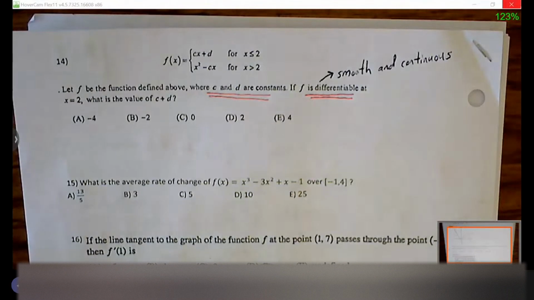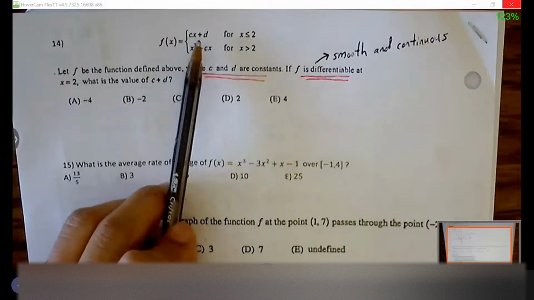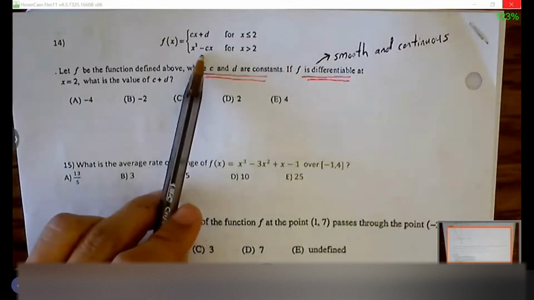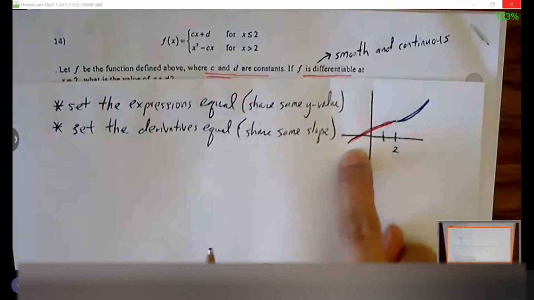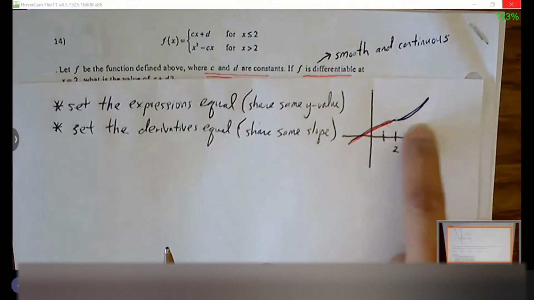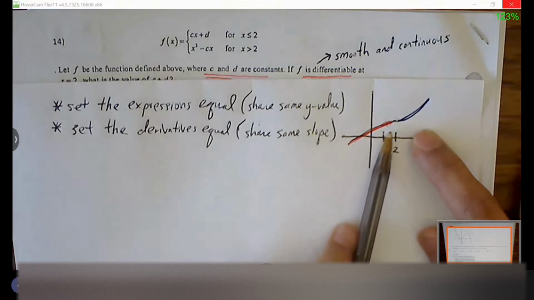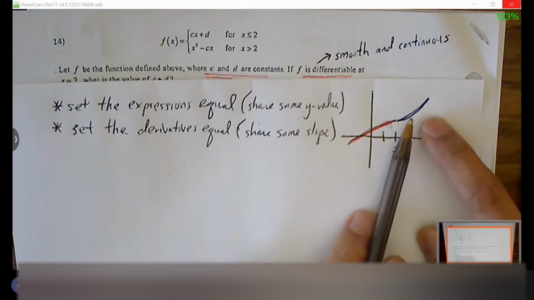Okay, so you don't have to draw the graph, but I just want to give you a visual connection to this problem. If you think about cx plus d, that's just a linear graph, right? x squared minus cx is going to be a curve. It's going to be a parabola. So imagine this. You have a graph to the left of 2, that's cx plus d, and you have another graph that is x squared minus cx, but they're going to connect in a way where there are no gaps from one graph to the next, but also it's going to be a smooth transition.